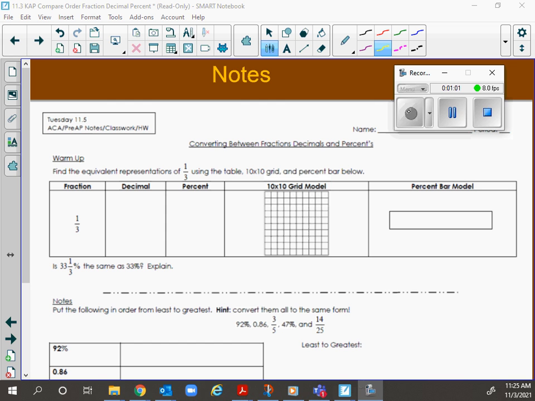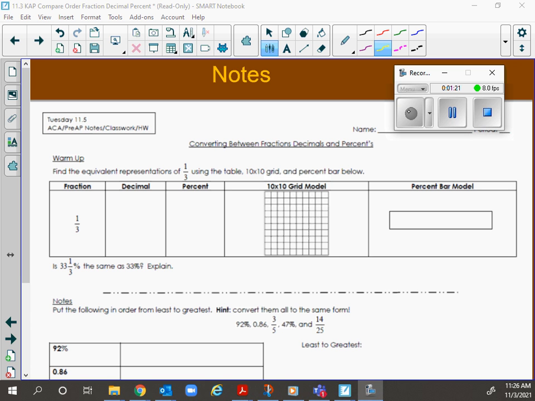All right, guys, so to start our notes for today, we are going to find the equivalent representation of 1/3 using the table, 10 by 10 grid, and percent bar below. So I'm going to change 1/3 to a decimal. There's 2 ways to do that. The first way is you should know what 1/3 is as a decimal. It's 0.333 repeating forever and ever.